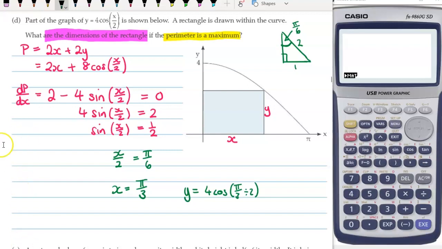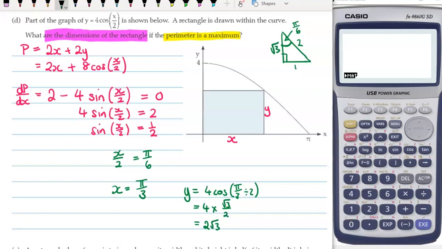We go back to our special triangle up here. This side here is root 3. Again, that's on your formula sheet if you need to look up those special triangles. So if we're doing cos of pi by 6, that's the adjacent over the hypotenuse. So that's root 3 over 2. So this will be 4 times root 3 over 2, which is 2 root 3.